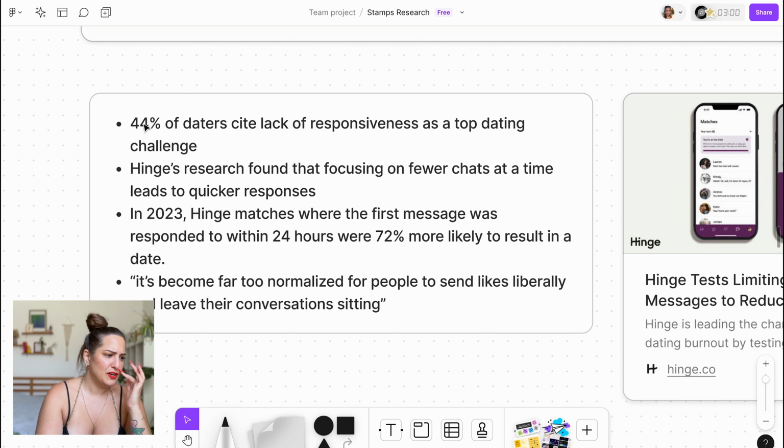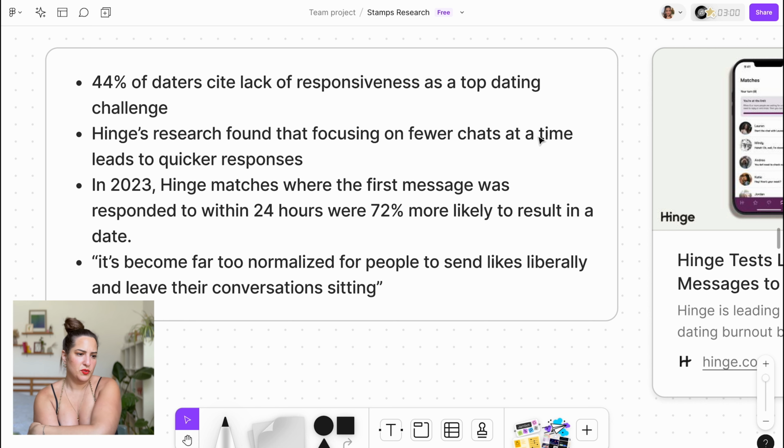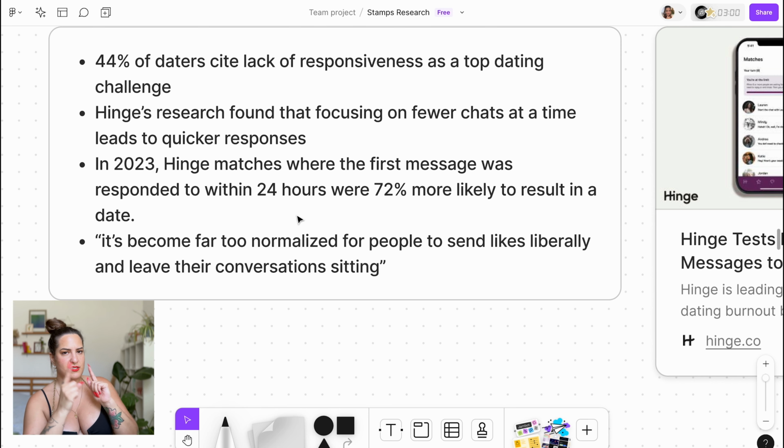Some interesting stats. 44% of daters cite lack of responsiveness as a top dating challenge. Absolutely. Hinge research found that focusing on fewer chats at a time leads to quicker responses. I'm definitely going to use this information. I feel the same. I want to limit my users to not have too many chats or too many options. Chats where the first message is sent within the first 24 hours of the match are 72% more likely to result in a date. That is actually crazy. I would push my users to start chatting ASAP. 72% more likely to go on a date. It's huge.